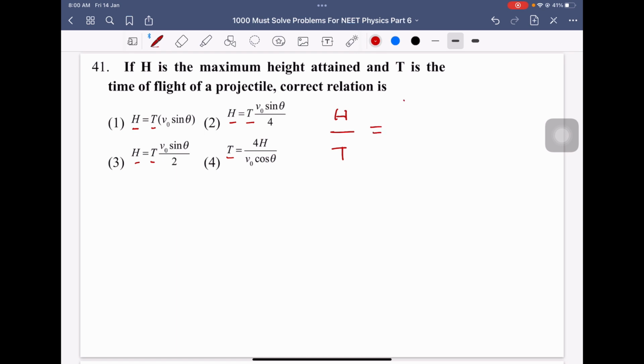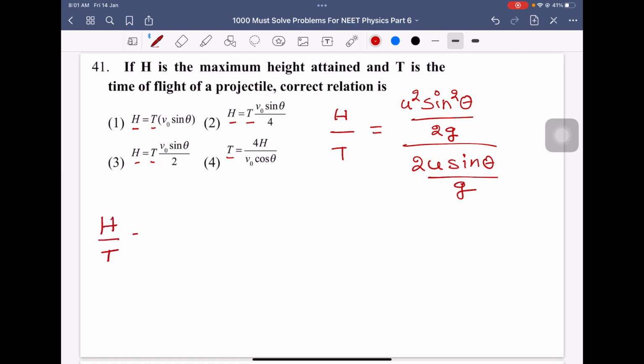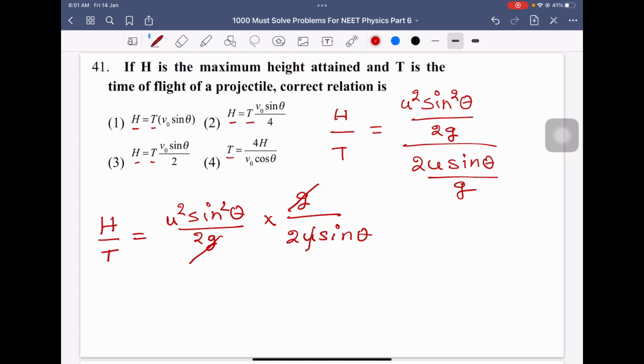h is u square sine square theta divided by 2g. What is time of flight? Time of flight is 2u sine theta by g. So h by t is equal to u square sine square theta divided by 2g multiplied by g divided by 2u sine theta. One g gets cancelled here, one u gets cancelled, one sine theta gets cancelled.